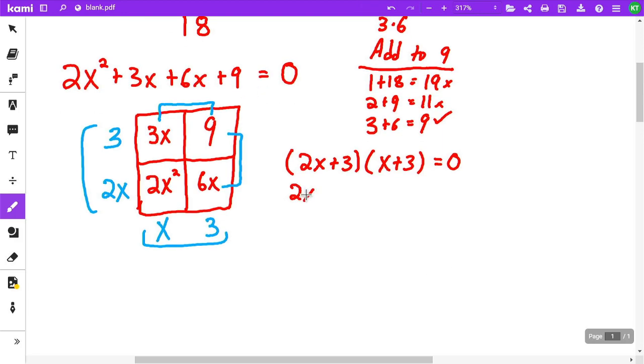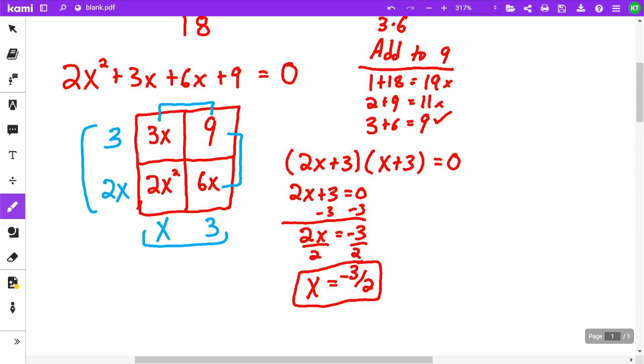So I'll have 2x plus 3 is equal to 0. I subtract 3, I get 2x equals -3, and then I divide by 2. So I'll have x is equal to -3/2. So that's going to be one of my solutions. And the second one will be x plus 3 is equal to 0. I subtract 3 from both sides, and I get x is equal to -3. So finally, my two solutions for this question are going to be x is equal to -3/2 and x is equal to -3.